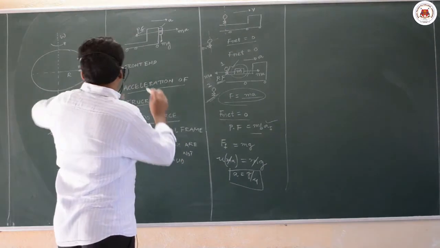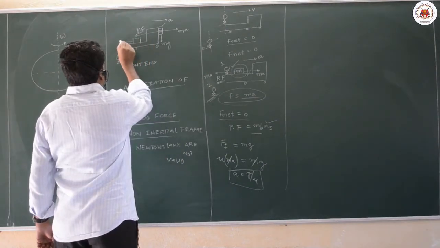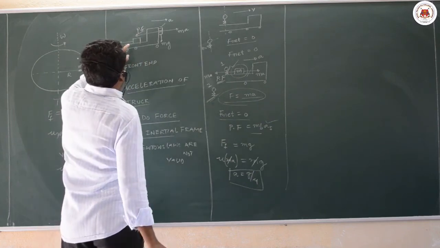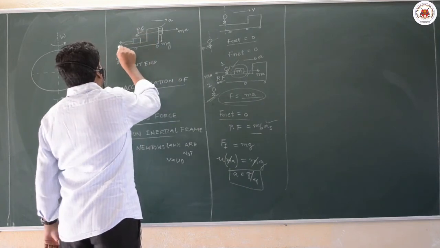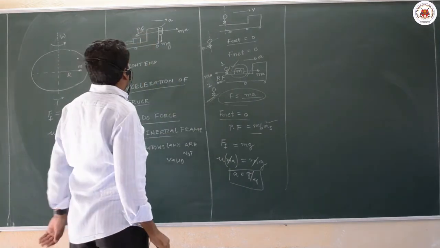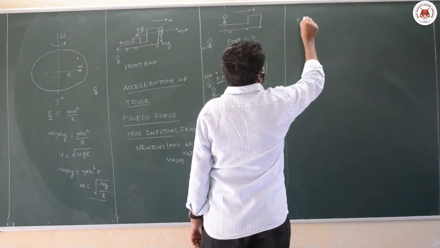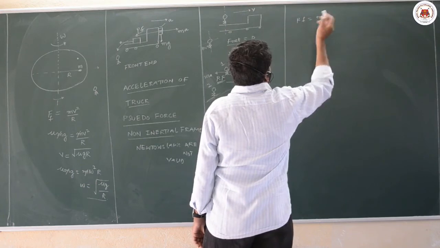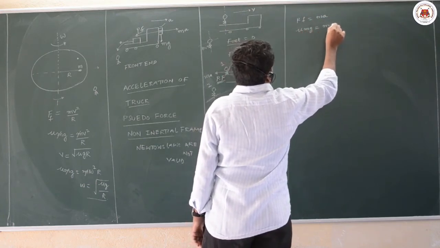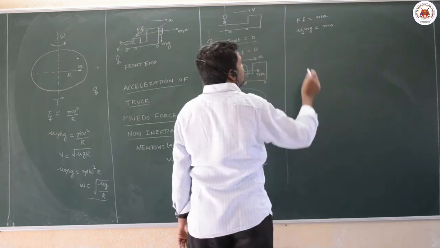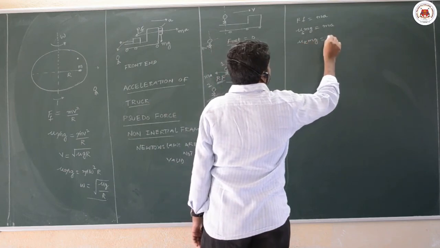In the same case, if you keep the block like this, the block will experience pseudo force, and if that pseudo force is greater than the frictional force, the block comes in the backward direction and finally it will fall. That also we can calculate. So pseudo force is equal to m into a. If it is at rest, mu mg is equal to m into a. Here you have to take static friction. If it is in motion, mu k mg is equal to m into a.